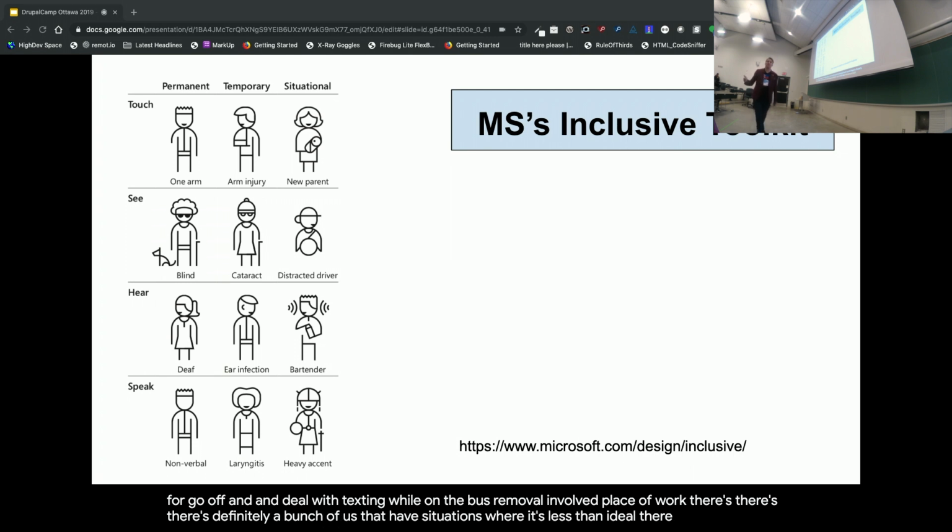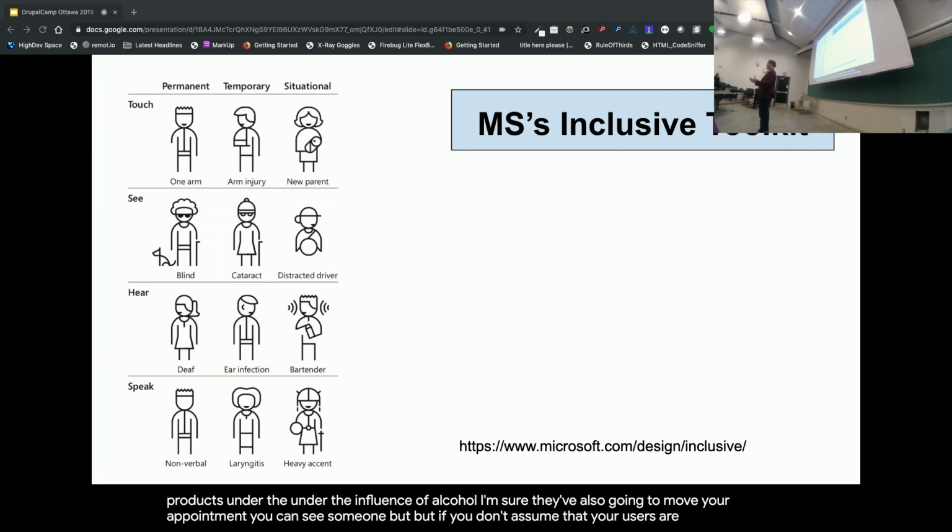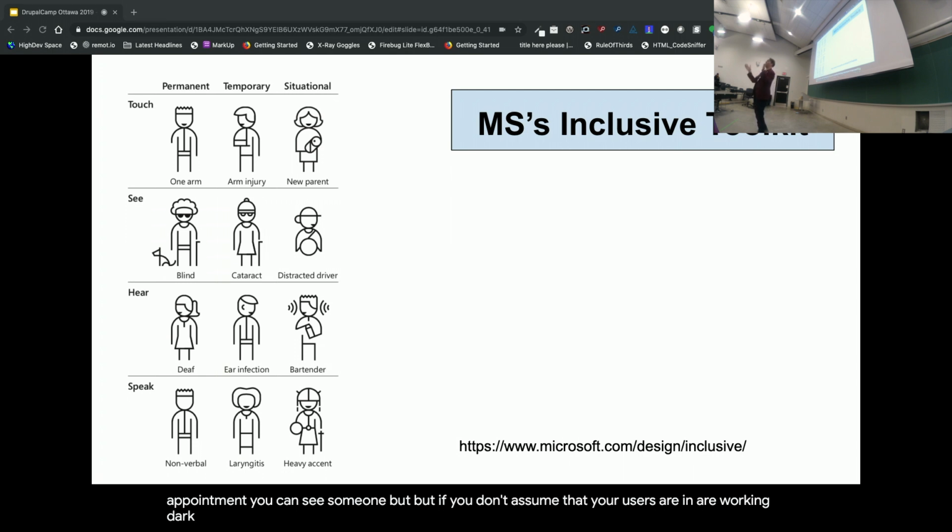There was a Shopify presentation a little while ago where they did evaluations of people using their products under the influence of alcohol. I'm sure they've also done that under weed at this point, especially since they're selling it. But again, don't assume that your users are working in a dark environment in a professional context where they can give complete and total attention to the task. So yeah, this is a great framework.